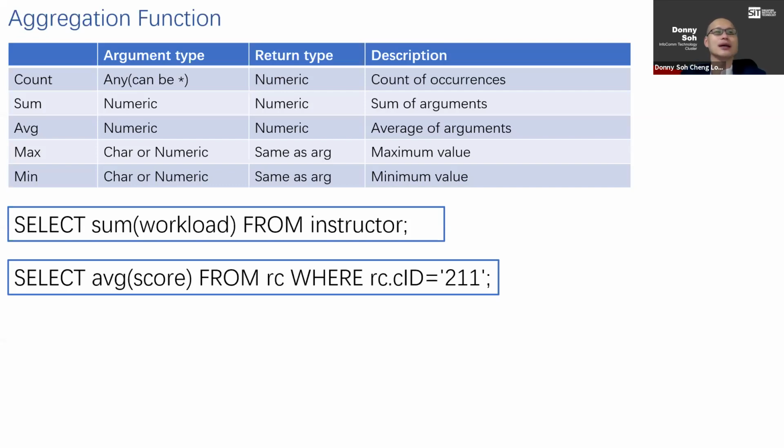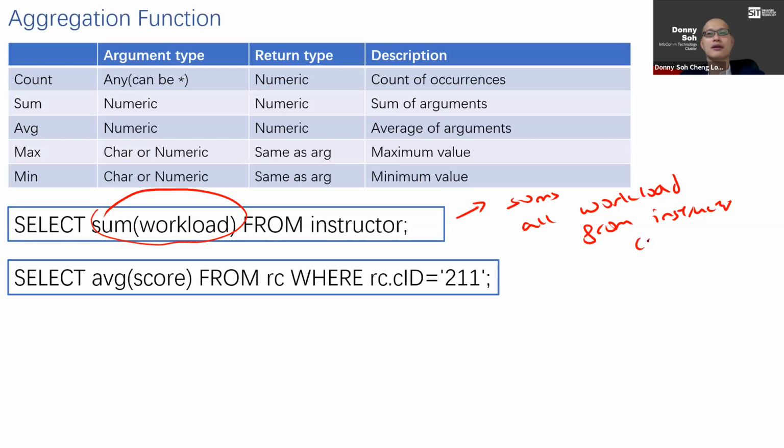Okay, so I am able to do other aggregation functions. For example, I want to sum the workload. This sums all the workload from the instructor column, and this takes the average score of 211.